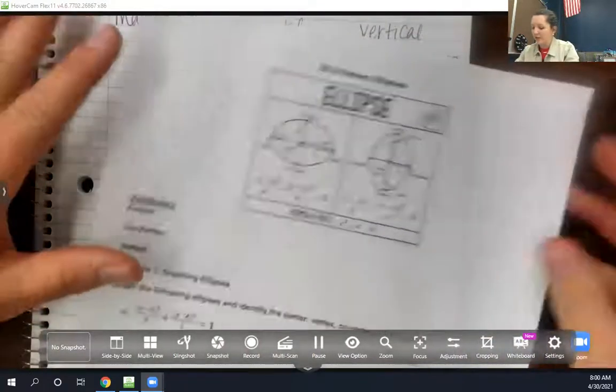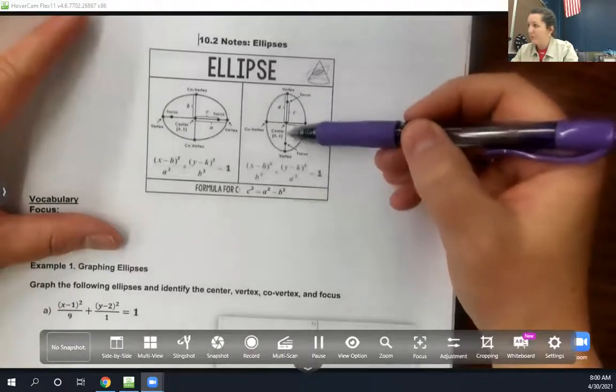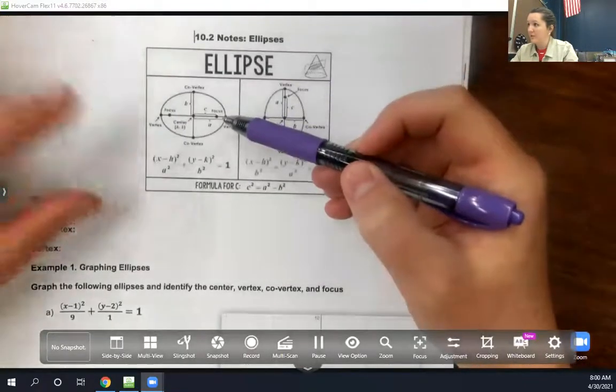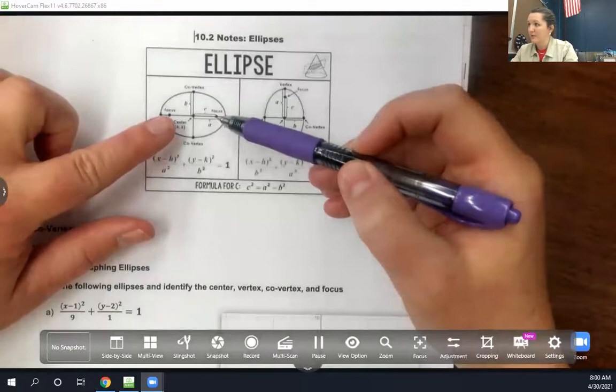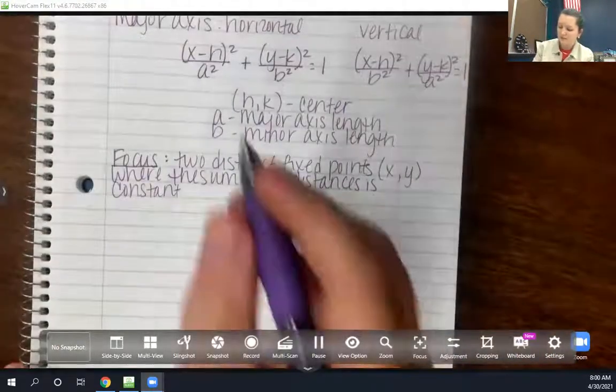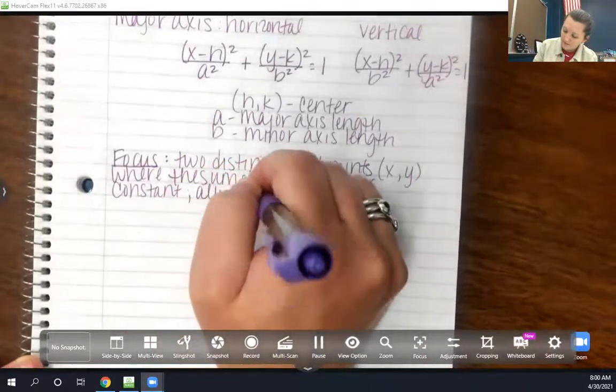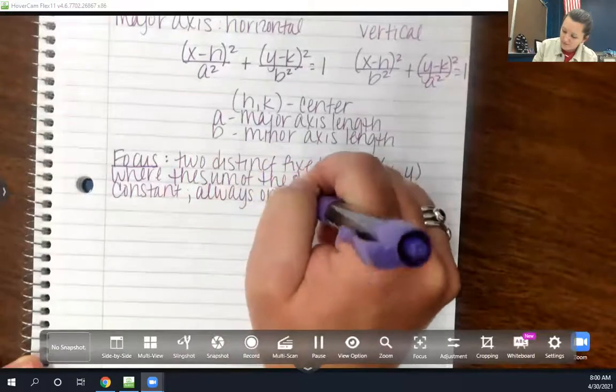So you can see in our picture here where your focus is. When it's horizontal, it's on your horizontal axis. When it's vertical, it's on your vertical axis. So I'm going to write that too: always on the major axis.